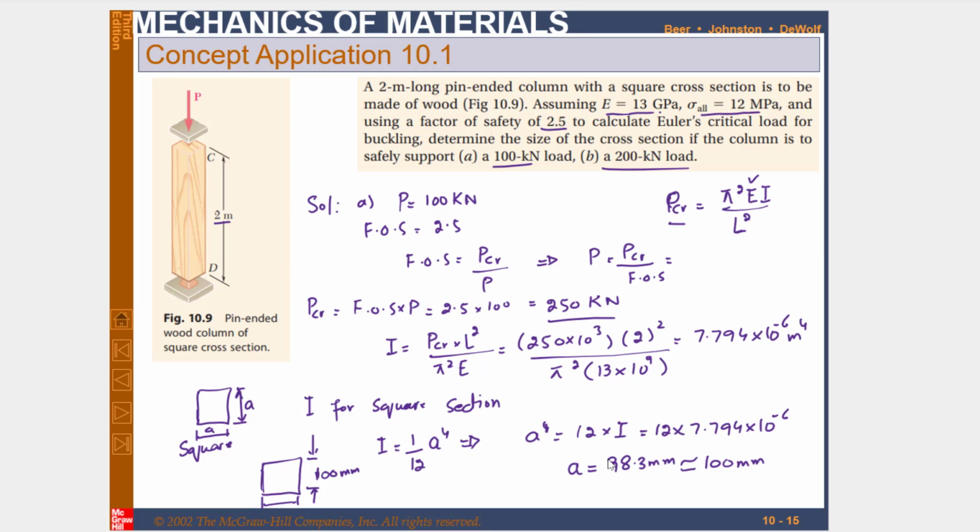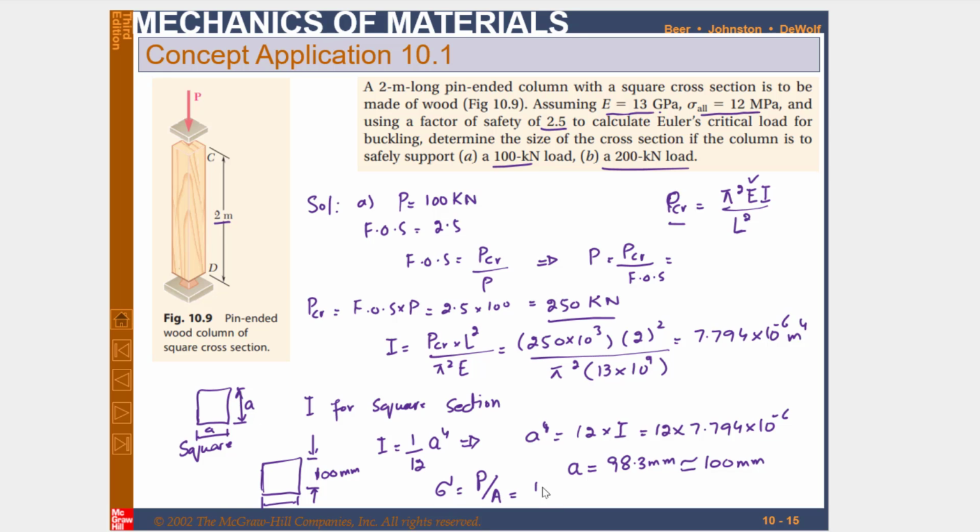because you can see that your critical load is 250 kilonewton, and your applied load is 100 kilonewton. Now you have the cross-sectional area, so you can also find the stress due to this load P. Stress is equal to P divided by A.